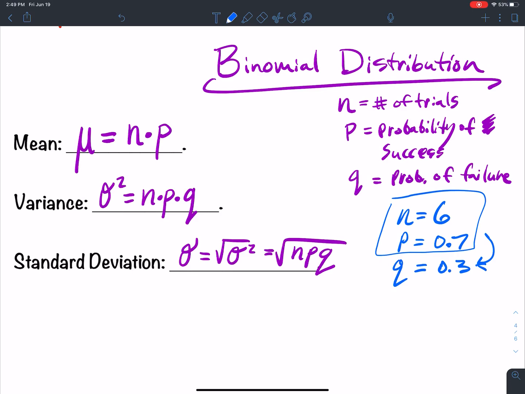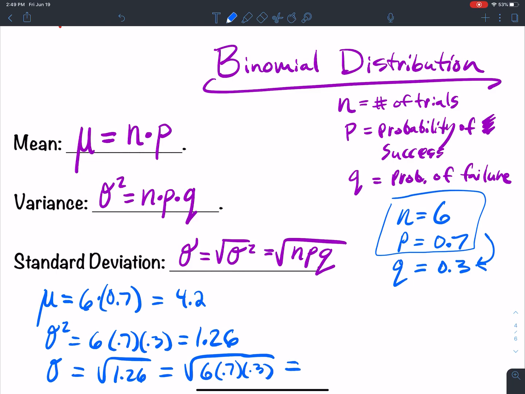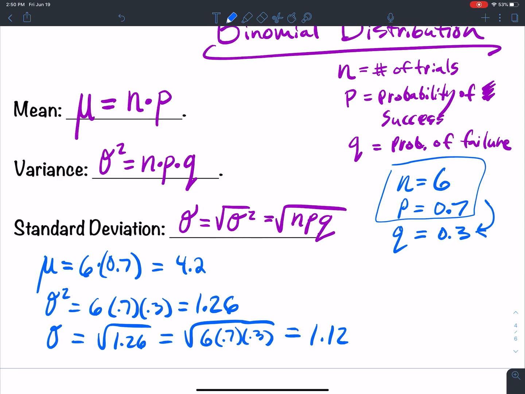Now, I plug in. All I have to do to get the mean, easy points right here, people: 6 times 0.7. That's it. That's 4.2. Variance, 6 times 0.7 times 0.3. So that's going to be 1.26. Standard deviation, I take the square root of 1.26, or the square root of 6 times 0.7 times 0.3. And what do I get? 1.122. Okay? That's it. That's all there is to it.